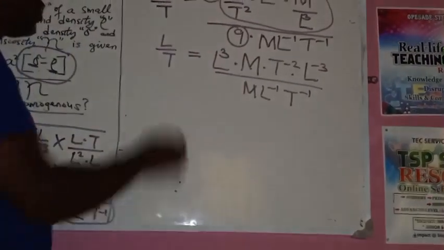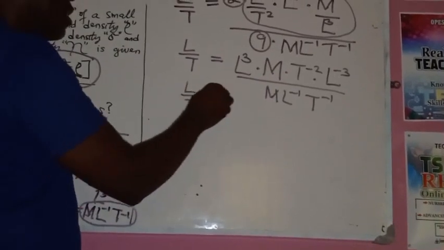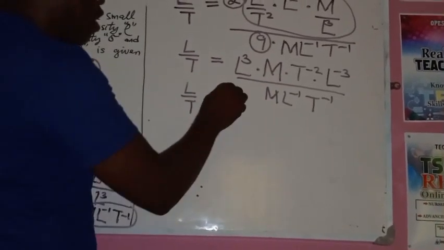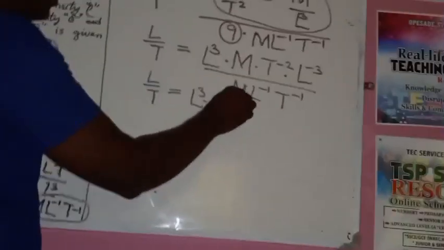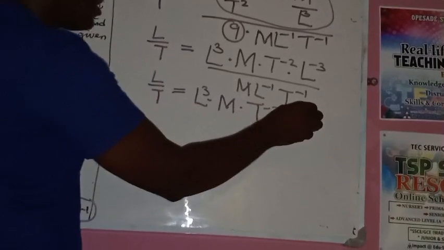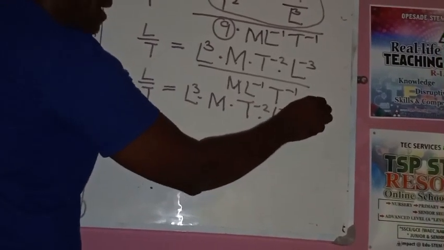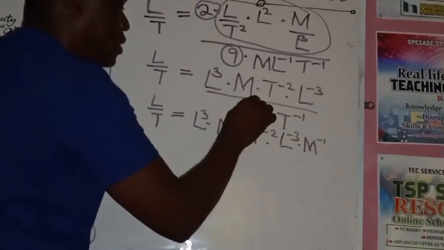Do you see that? Now I want everything to go up. I don't want anything at the denominator. So left-hand side is still L over T. This is equal to, now look here. That will be L raised to power 3 dot M dot T raised to power minus 2 dot L raised to power minus 3. Now I want to take all this up now. This M, if you turn to M raised to power minus 1, because it is 1 before, minus 1. You can see that what is there is 1.